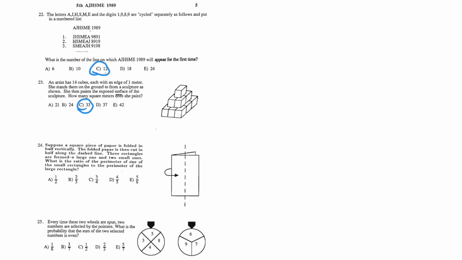Number 24. Suppose a square piece of paper is folded in half vertically. The folded paper is then cut in half along the dash line. Three rectangles are formed, a large one and 2 small ones. What is the ratio of the perimeter of one of the smaller rectangles to the perimeter of the larger rectangle?